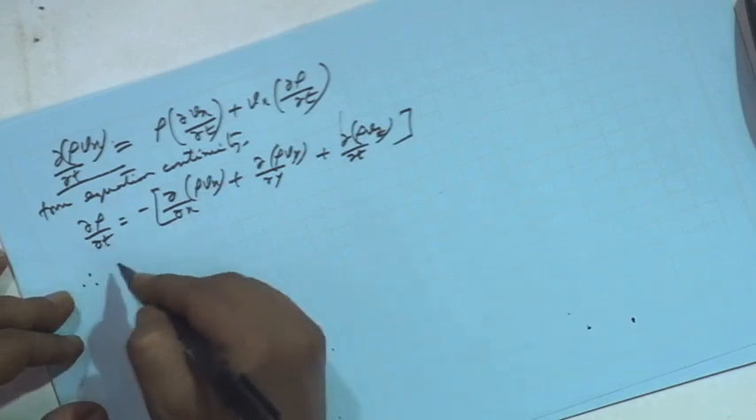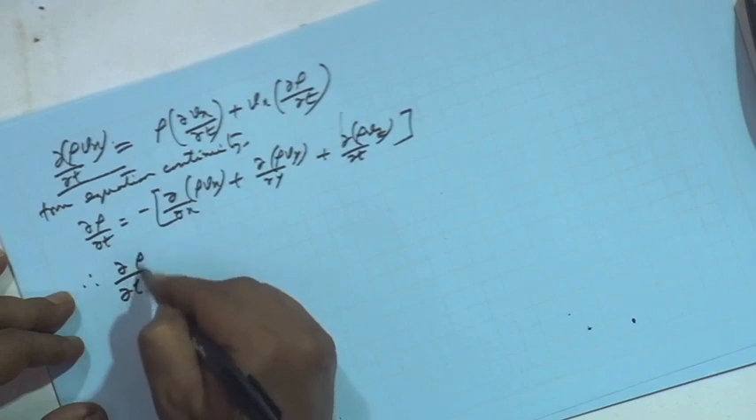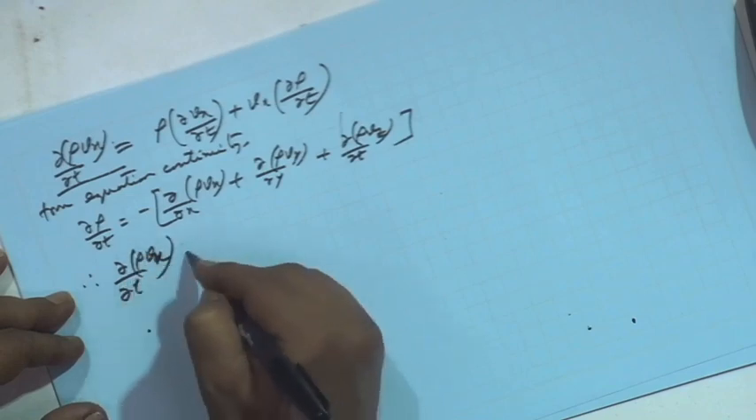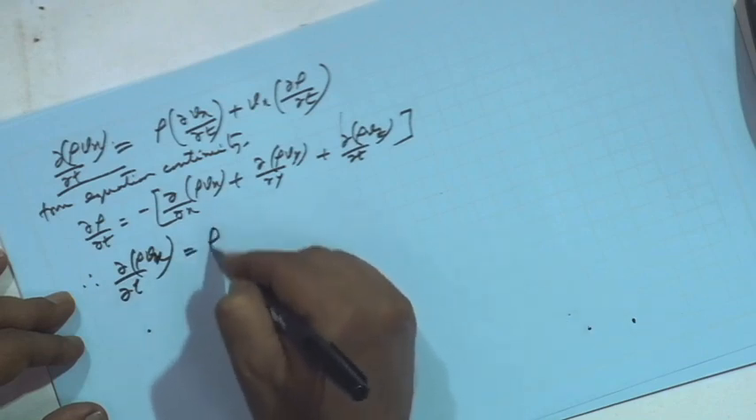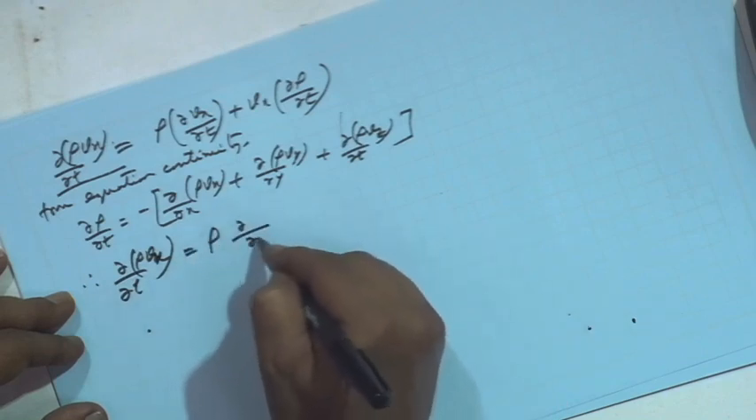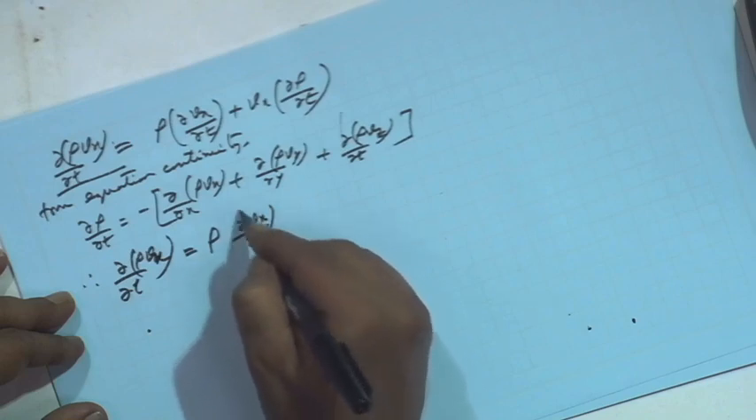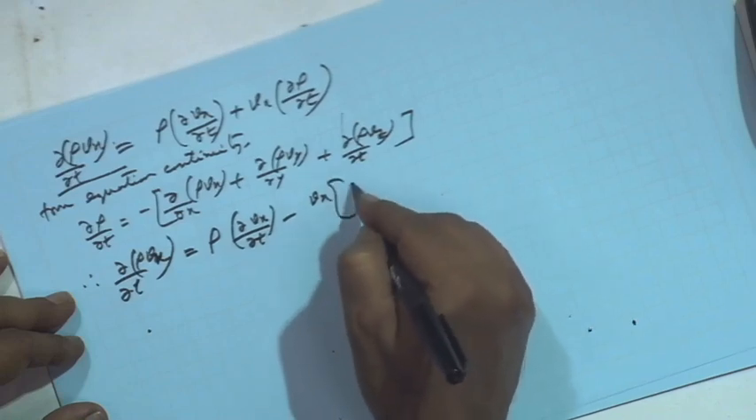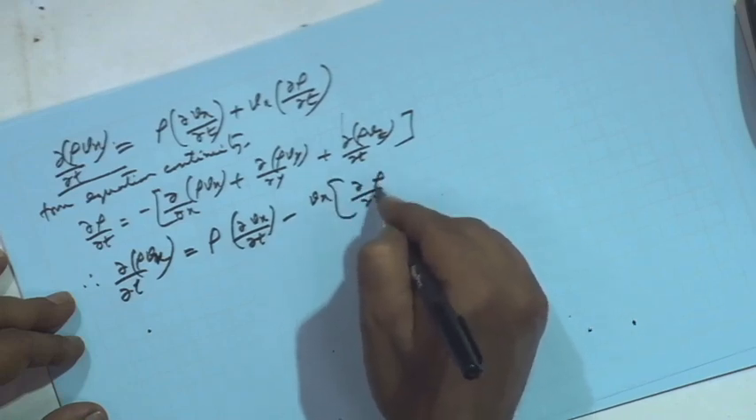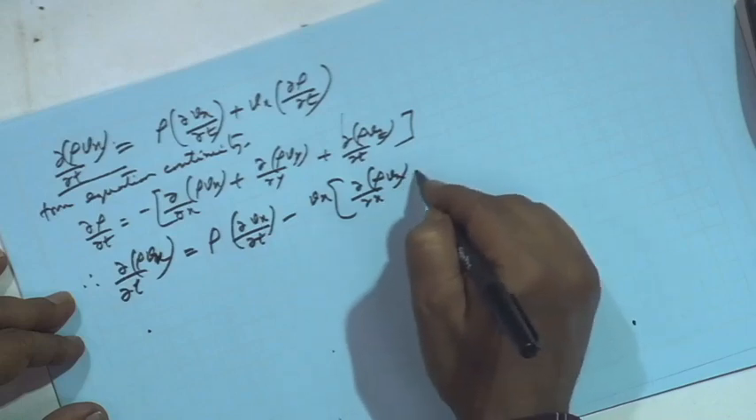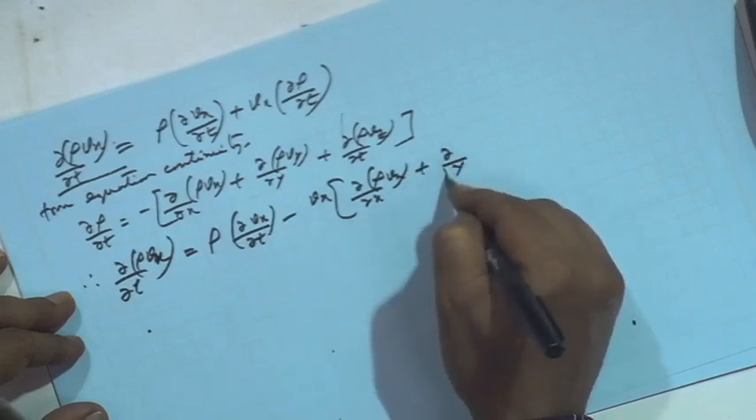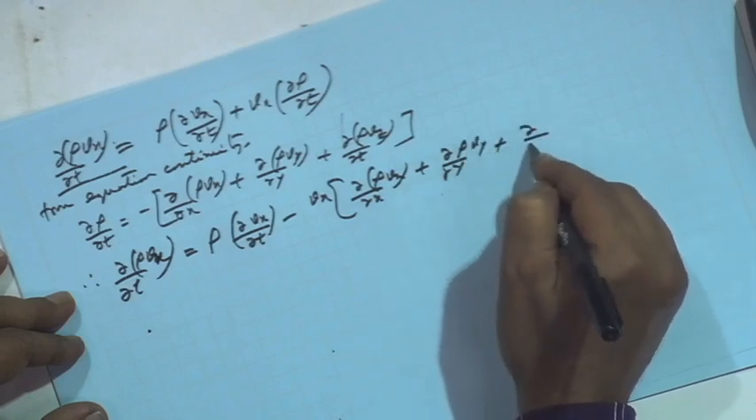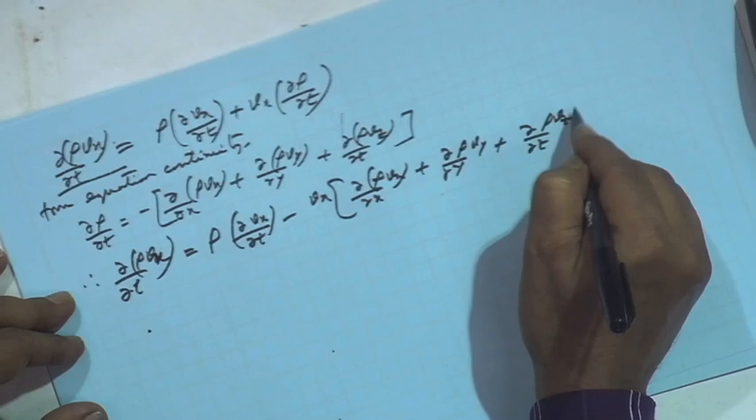So, we can write then ∂/∂t of ρv_x is equal to ρ times ∂v_x/∂t minus v_x into ∂/∂x of ρv_x, right, plus ∂/∂y of ρv_y plus ∂/∂z of ρv_z, right.